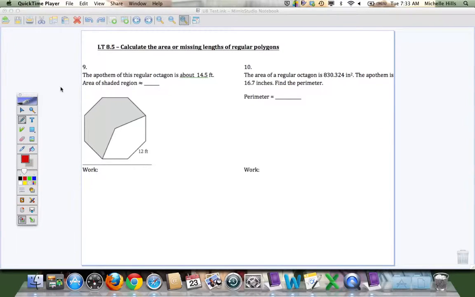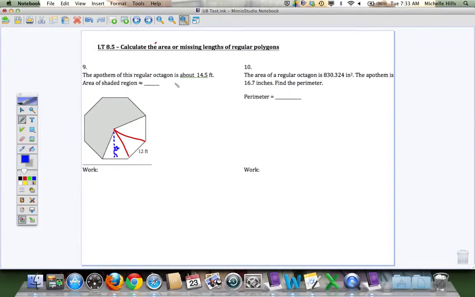When I'm finding the area of these regular shapes, I think about it and I realize that because the sides are all congruent and the angles are all congruent, I can really divide this into these congruent triangles. Now, for each triangle, I need to know the height of that triangle, and the height of that triangle is actually called the apothem of the shape.